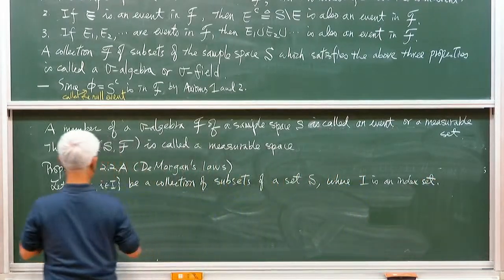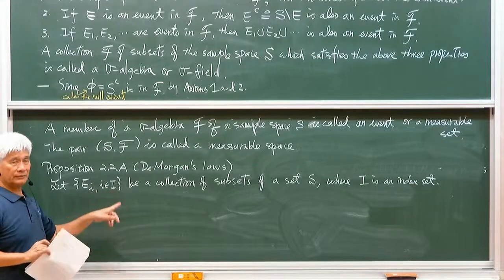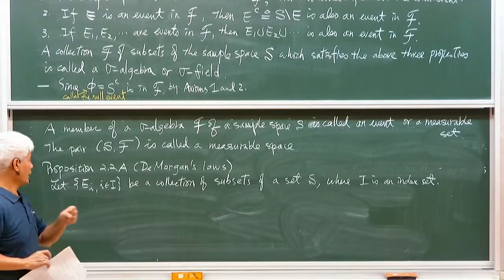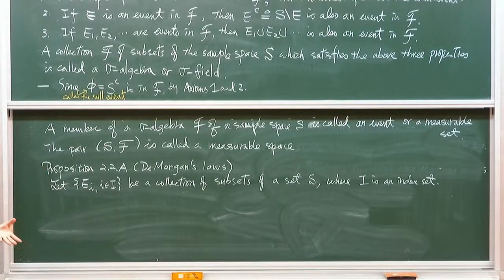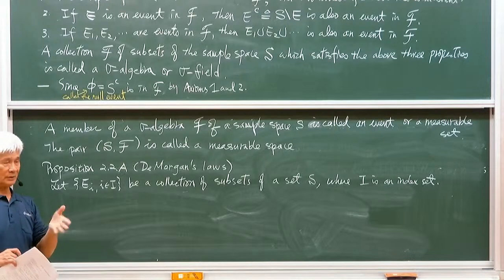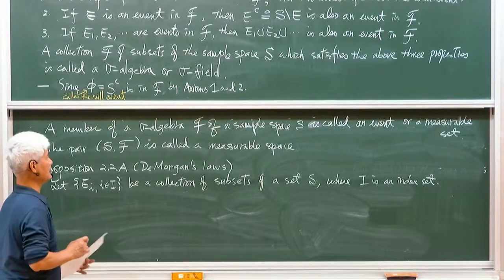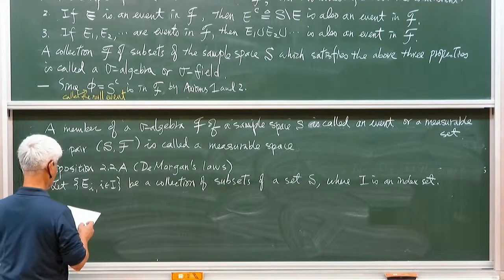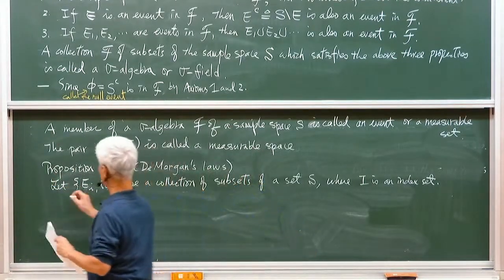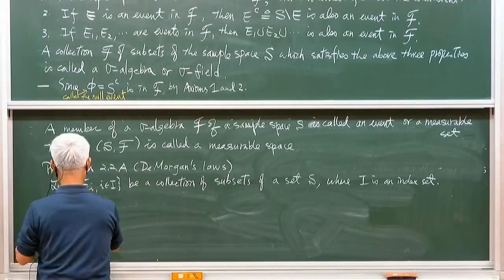So the index set I may be a finite set, for example the index is from 1, 2, 3, 4 up to n. Or the index set is an infinite set, for example the set of all natural numbers 1, 2, 3, 4, 5, 6, 7, 8, etc. Or the index set may be an uncountable set. So it can be arbitrary.